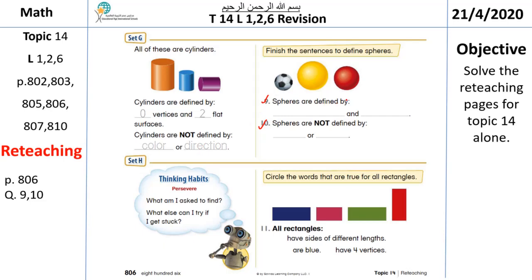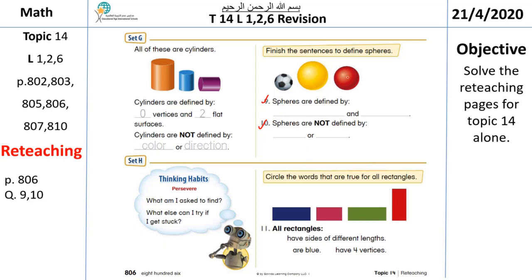Then the spheres are defined by what? The spheres are defined by how many flat surfaces and how many vertices. You should be able to say it. Now for number 10, what is not important that is defining for the spheres?